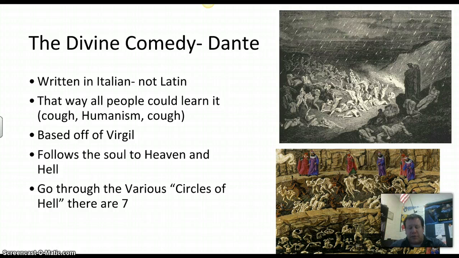Here's an 8th circle, but that's where Justin Bieber lives. That's where that kind of idea comes in.